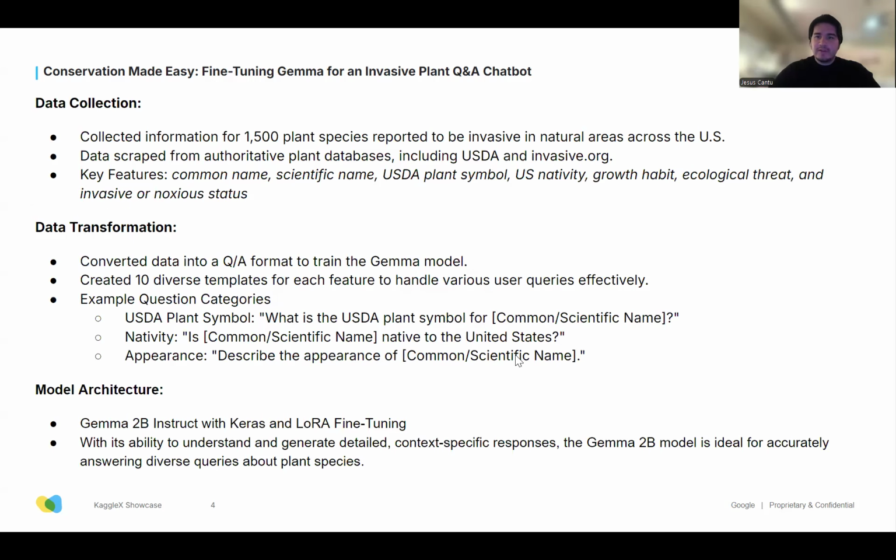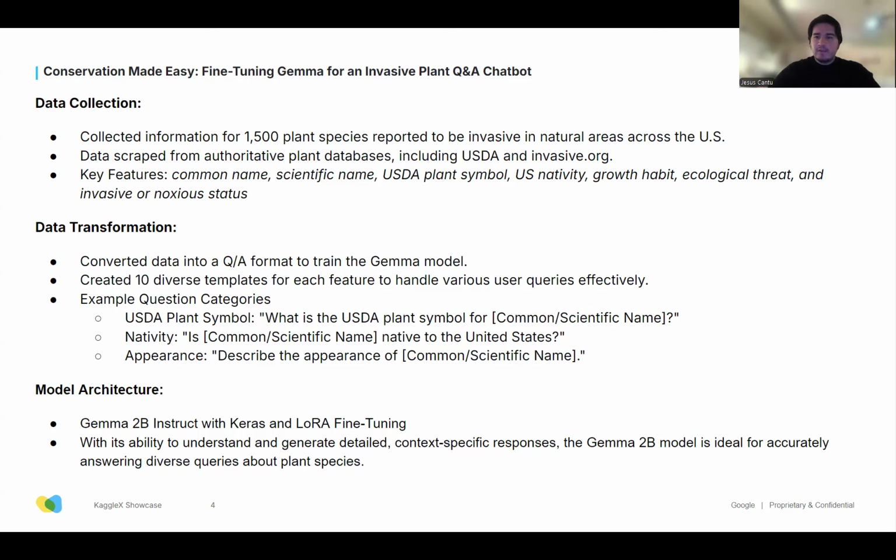The data collection was extensive. I collected data for over 15K plant species reported to be invasive in natural areas across the United States. I scraped data from different plant databases, including the United States Department of Agriculture and invasive.org. Some of the key features included the common name, scientific name, the plant symbol, US nativity, the growth habit, ecological threat, and invasive or noxious status.